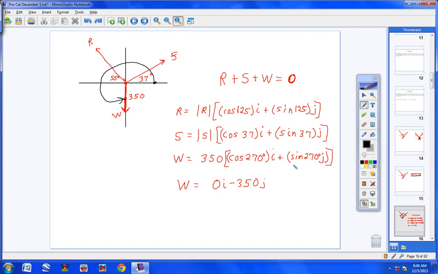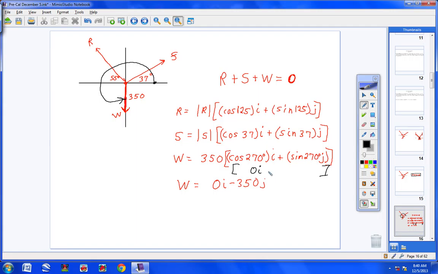All right. Now I went ahead and went a step further. We know that if you use your calculator, you'll see that I'm right. Okay. The cosine of 270 is 0. So I have 0i.